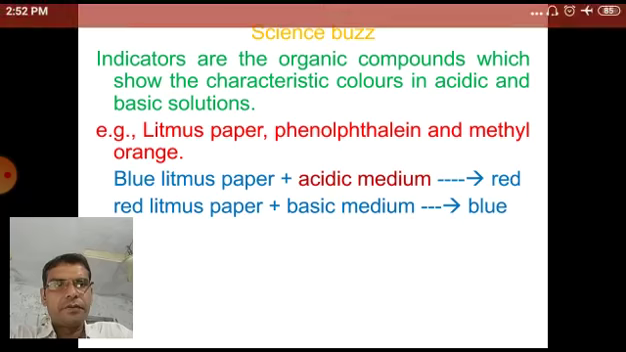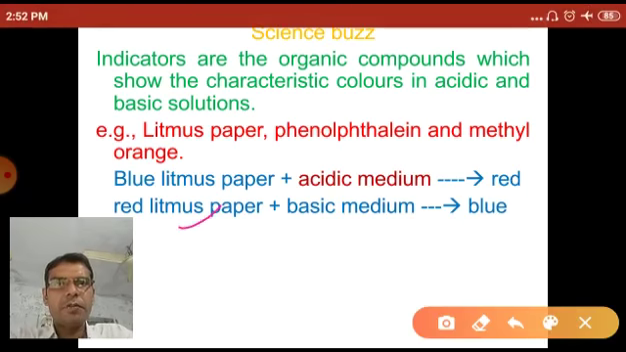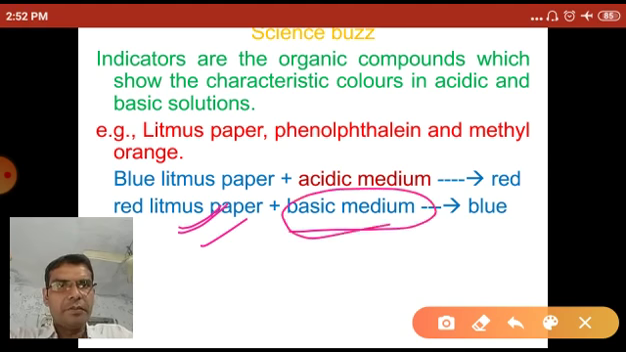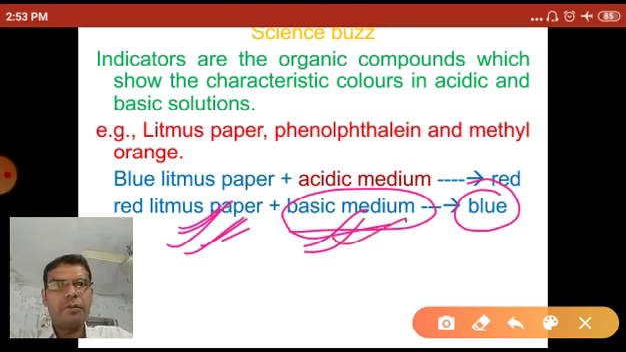Red litmus. Now when the red litmus paper is added into the basic medium, or basic solutions, then the red litmus changes into blue. So the red litmus indicates a basic solution and blue litmus indicates an acidic solution by changing their colors.